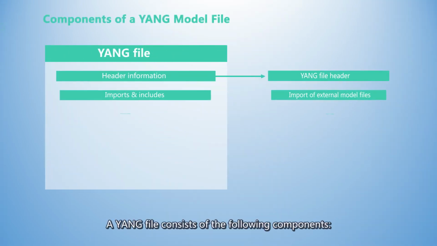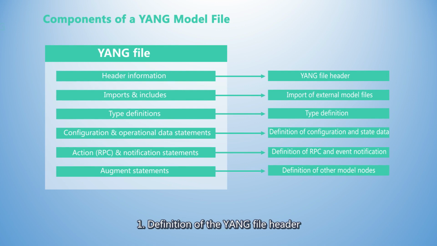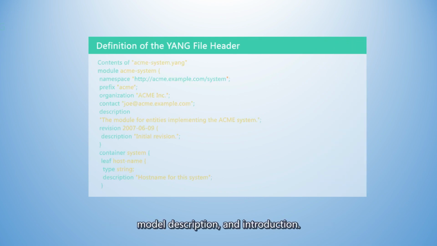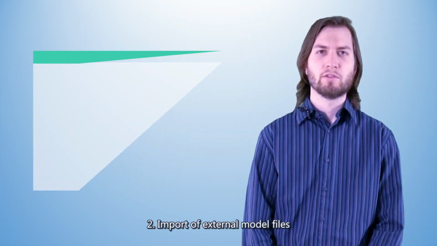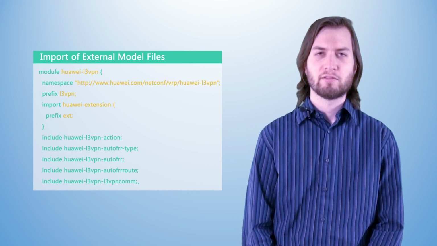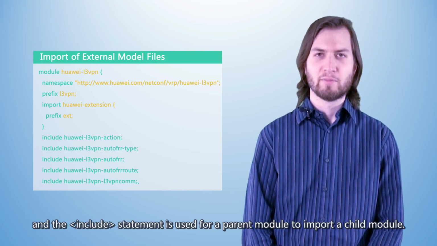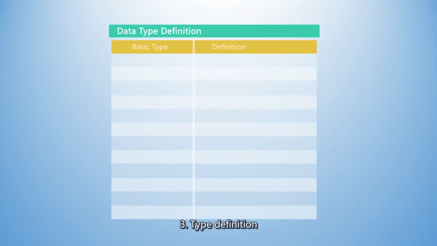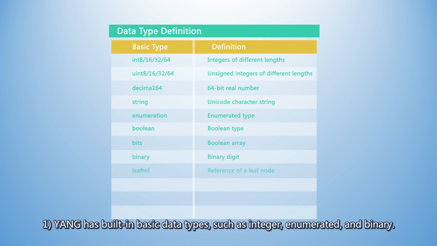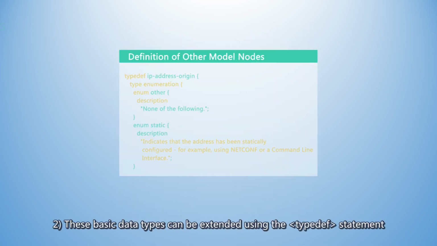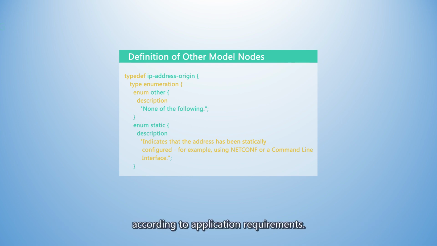A YANG file consists of the following components. 1. Definition of the YANG file header includes the module definition, namespace, version, model description, and introduction. 2. Import of external model files. The import statement is used to import a module from an external model, and the include statement is used for a parent module to import a child module. 3. Type definition. YANG has built-in basic data types such as integer, enumerated, and binary. These basic data types can be extended using the typedef statement according to application requirements.